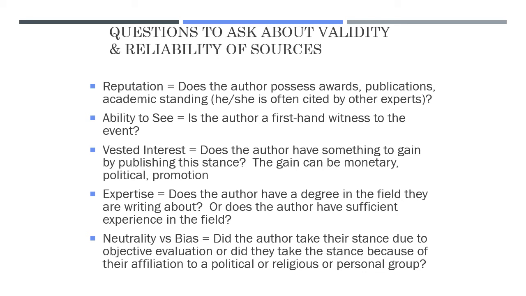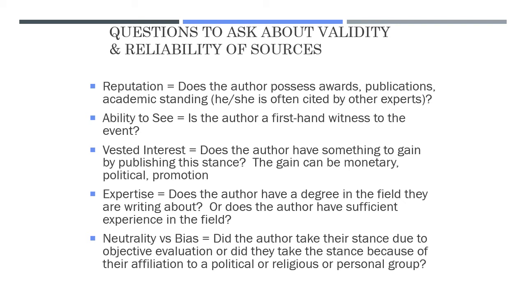Ability to see is as simple as it sounds. The author was there. So if I'm writing about the refugee crisis and I go to Turkey to interview some of these refugees, I have ability to see. Vested interest is a negative. So notice not everything in RAVEN is necessarily positive. Reputation and ability to see were, but not vested interest. Vested interest is a downside.